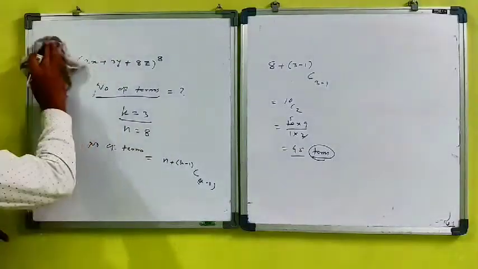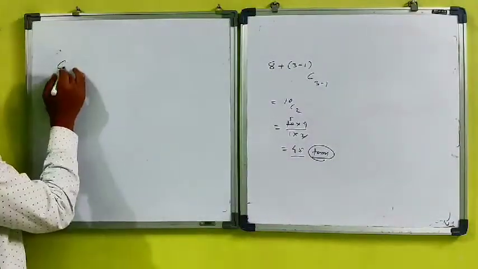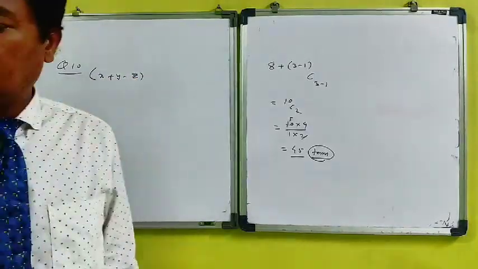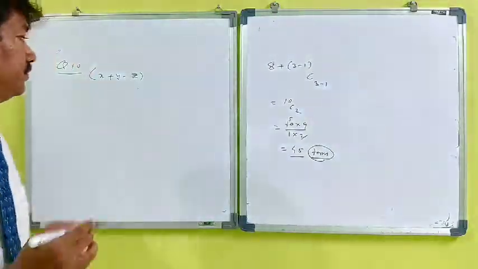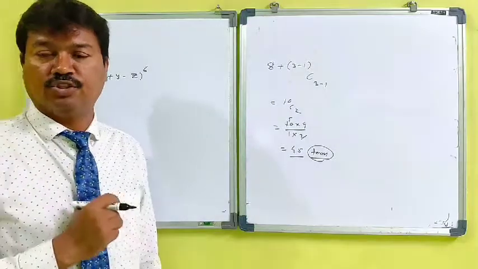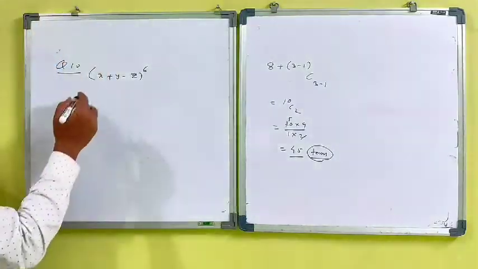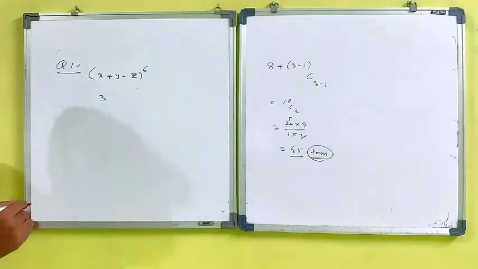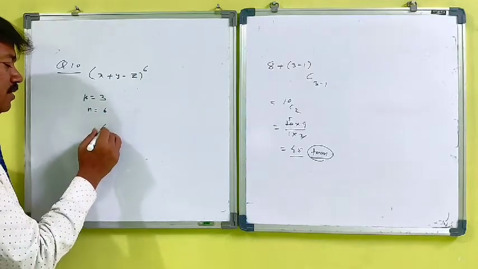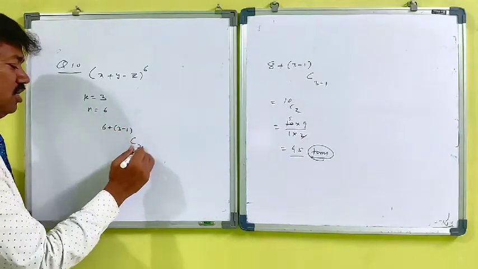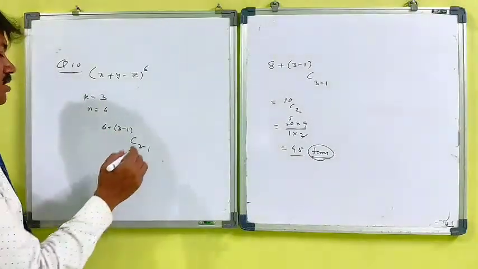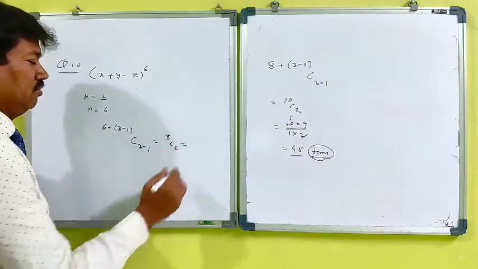Question number 10. How many terms are there in the expansion of x plus y minus z raised to 6? Here the total number of terms is 3, so k is equal to 3 and n is equal to 6. So the answer is 6 plus 3 minus 1 C 3 minus 1. 6 plus 3 is 9, 9 minus 1 is 8, so it is 8C2.